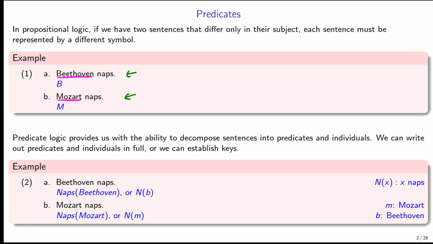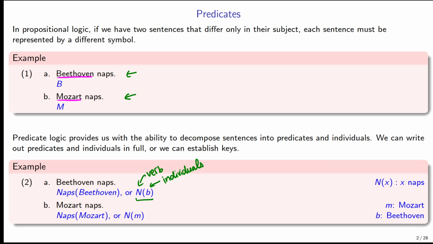So, for example, Beethoven naps, we can write this as naps with Beethoven as an argument. Or we could just shorten this to N with B as an argument, which basically means that we have the verb or the relation out front, and then we have the individuals or our NPs or whatever we're going to fill in there inside of our little relation, or inside of our function. We can think of this as a function too.